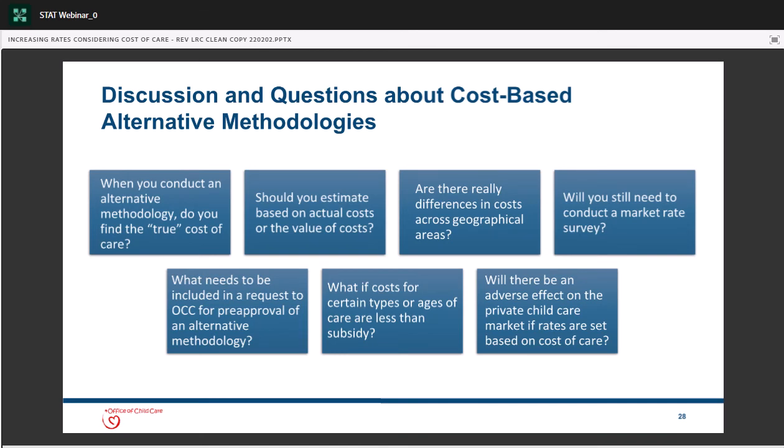How do I go about getting this pre-approval for an alternative methodology? Well, the answer to this can be found first and foremost in the most recent preprint, but second, we're also going to take a look at that requirement in the next slide. Don't go to the next slide yet.